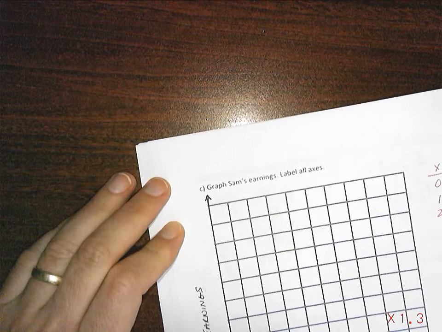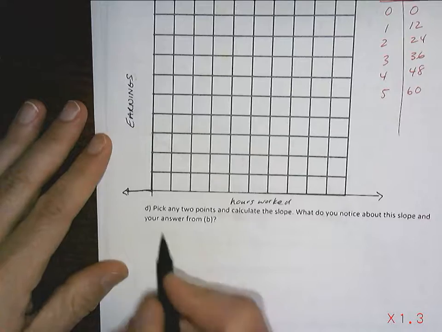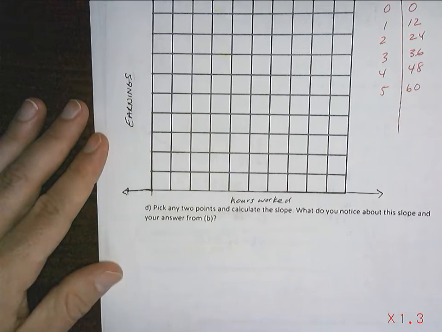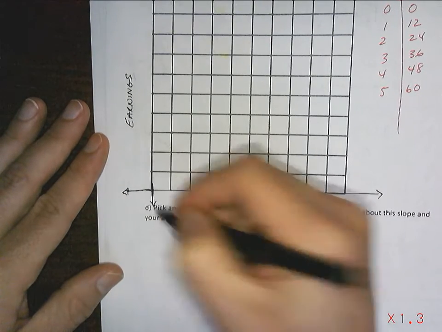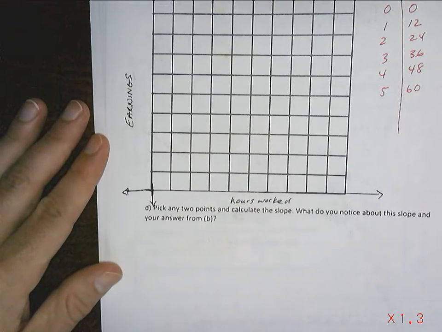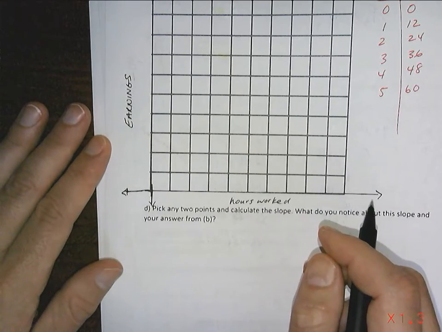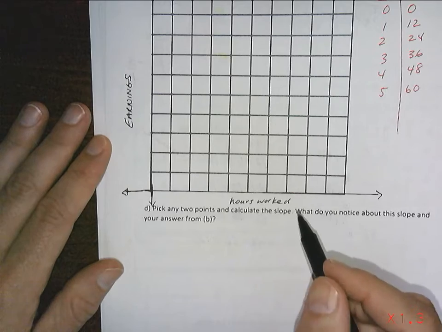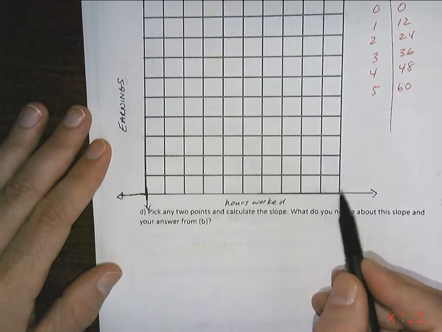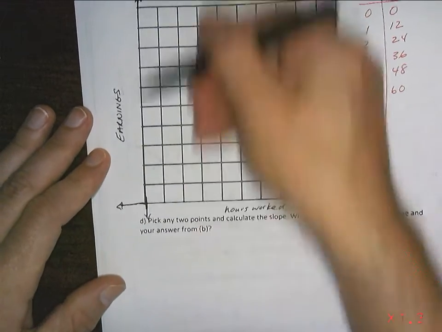Do you know why? Does it make sense to have negative hours worked? No. Would it make sense to have negative pay? No. So the negatives don't make any sense in this case, do they? So only quadrant 1 really matters here. I'm only going to have positive hours worked, and I'm only going to have positive earnings.